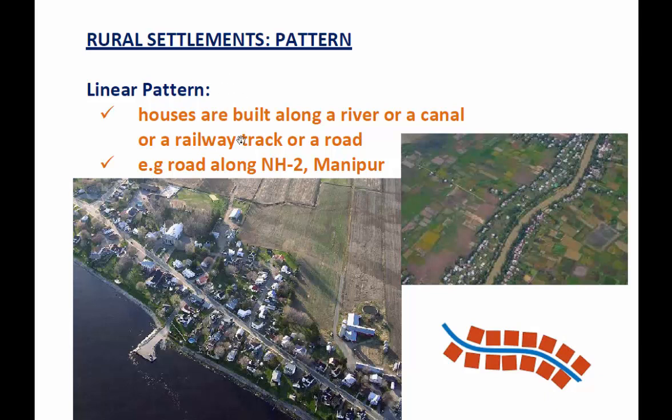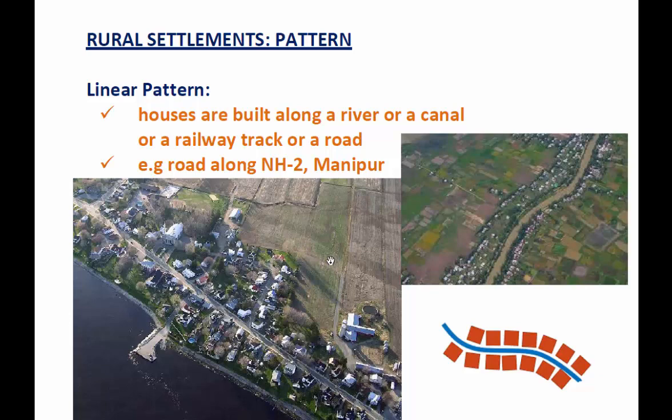One of the best examples, even from the picture you can see, it is an aerial view of a certain settlement here along a river in Imphal. And here one of the best examples is NH2, National Highway number 2, in Manipur, is one of the best examples of this linear pattern of settlement.